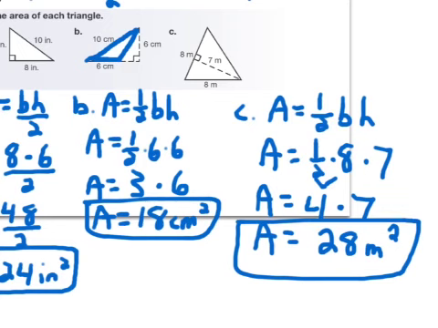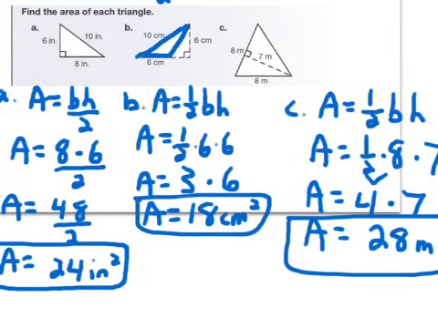Okay? So again, key things to look for when you're finding the area of any triangle is for that 90-degree angle. So my 90-degree angle with my base and my height. Here we had a 90-degree angle with my base and my height. And then here we had a 90-degree angle with my base and my height. So always look for those to figure out where your base and your height are at.